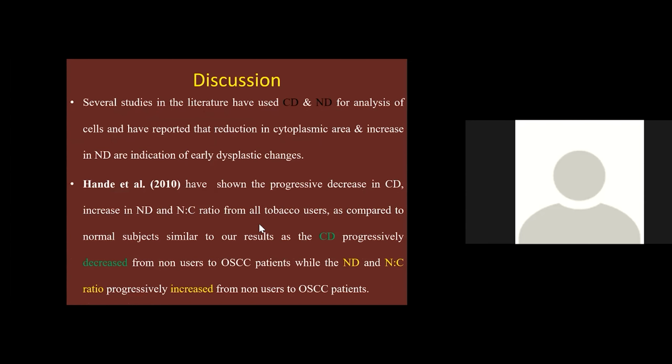So there have been several studies in the literature where they have used cellular diameter and nucleus diameter for analysis of cells. And they also have reported the reduction in cytoplasmic area while increasing the nucleus diameter, which indicates early dysplastic changes. So this was a previous study, Hande et al. They did it in 2010.